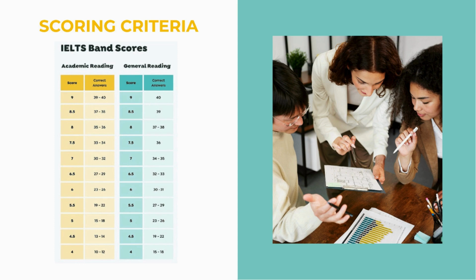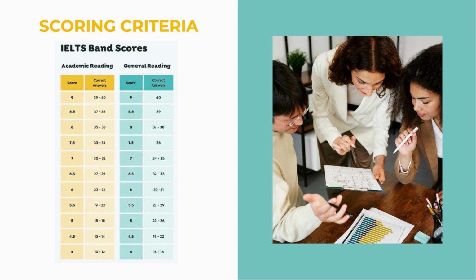And similarly, you can see for the general. As general reading is quite a bit easier than the academic one, you can see that you have to score maximum points, that is 40, to score 9 band, and 39 for 8.5. The rest you can see on your own by pausing the video.